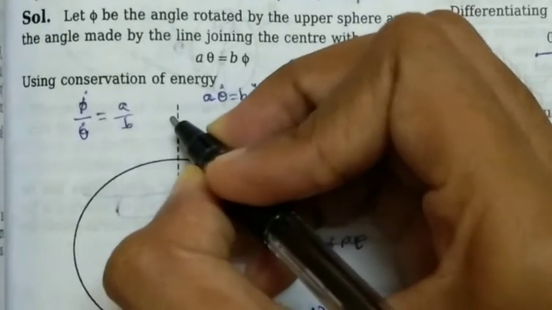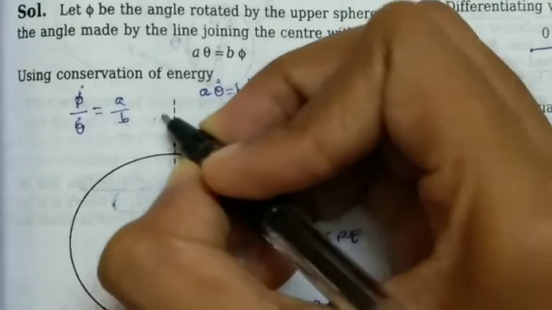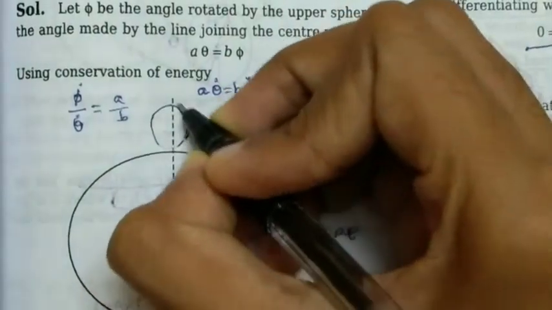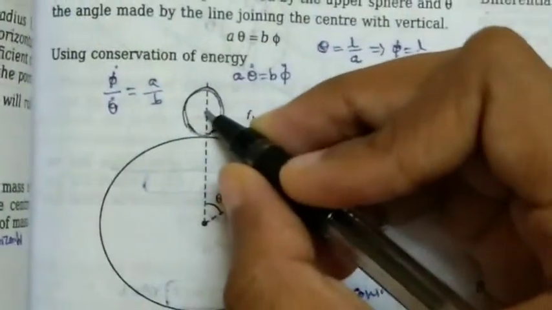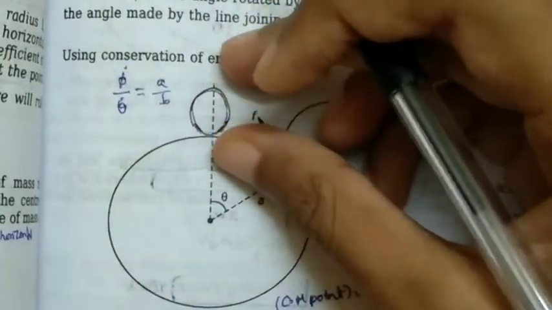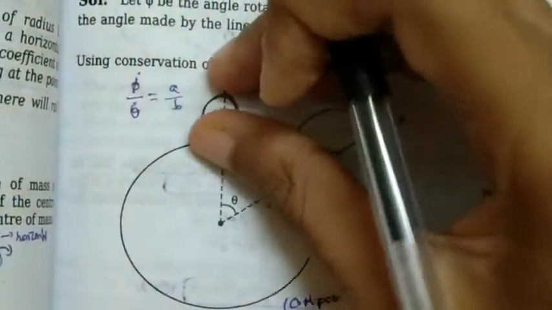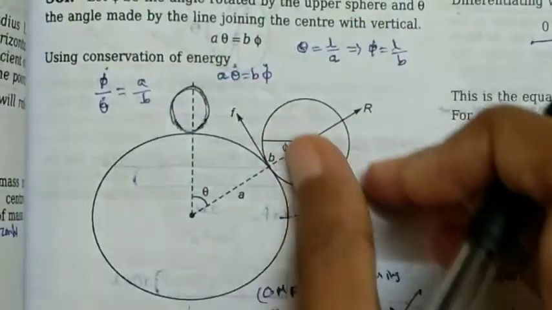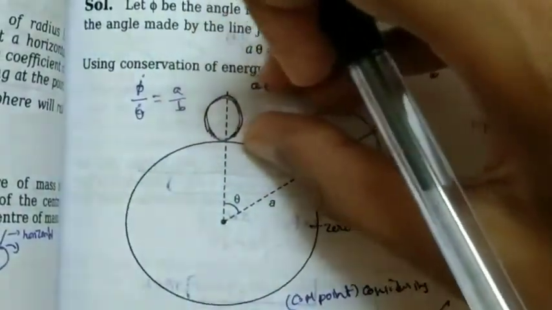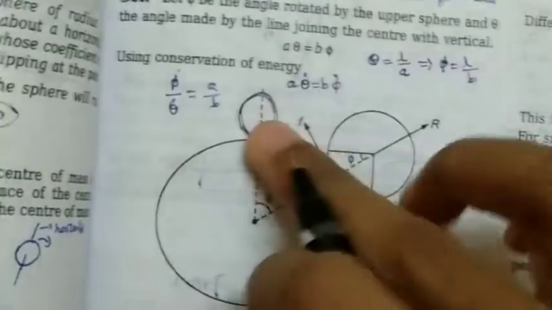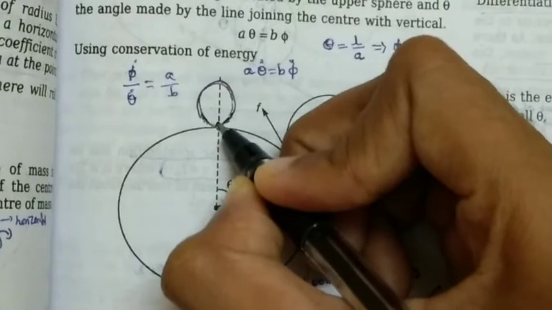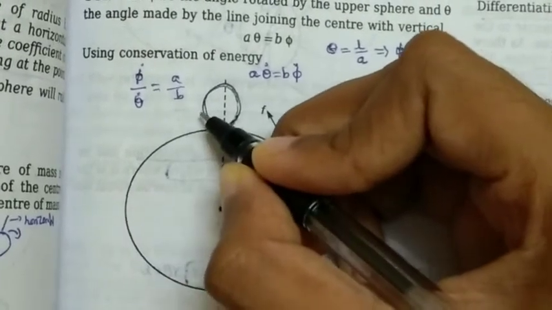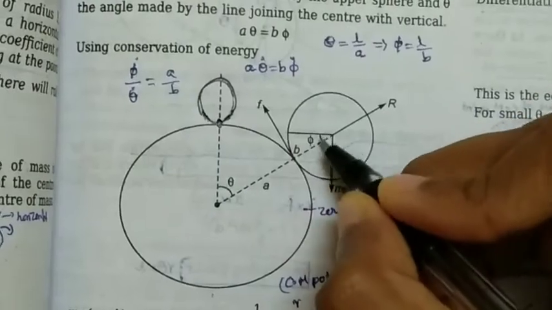Initially the sphere would have been here. At this point it has not rolled anything. After slight displacement it keeps on rolling, so it moves like this and reaches this point. It keeps on rolling and moving from this point. As the sphere rolls from here, the point which is in contact here would move up. So that point would have moved through this angle phi.